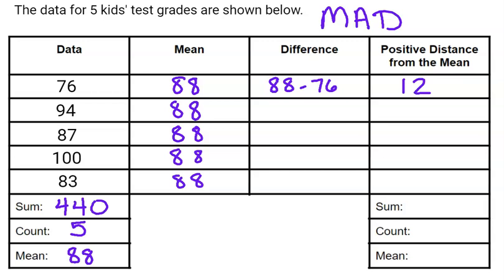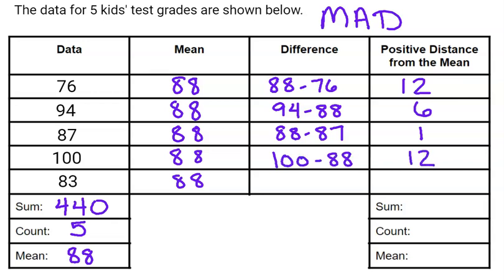All right, so then again, I'm going to put the bigger number first, so 94 minus 88, which is 6. 88 minus 87, which is 1. 100 minus 88, which is 12. And then 88 minus 83, which is 5.